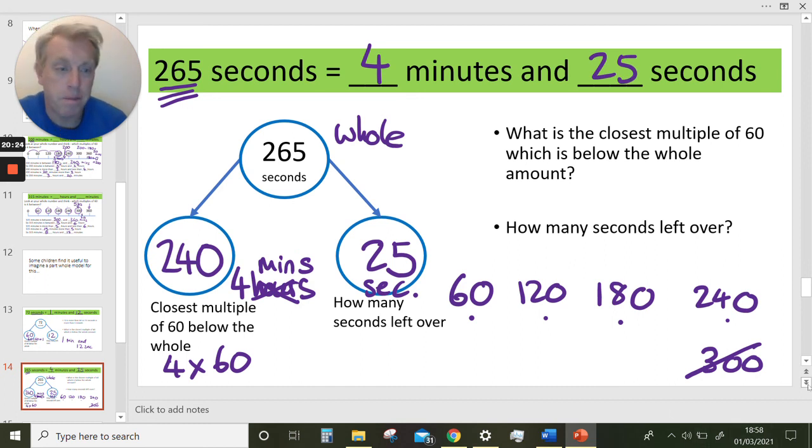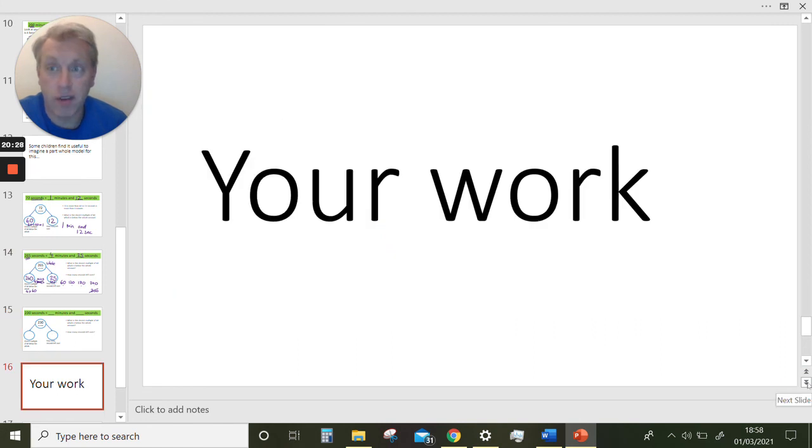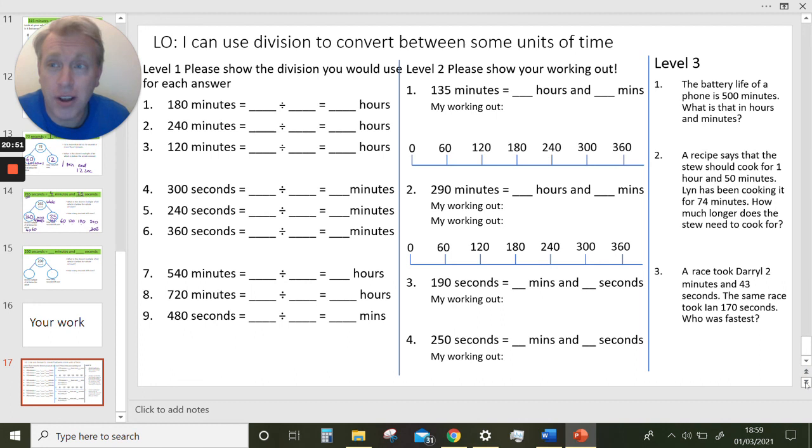Okay, everybody. Not the easiest one to have a go at today. If anyone is not sure, make sure you leave a message in Google Classroom. The most important thing is to count up in your multiples of 60. Say how many multiples of 60 can we make and how many left over. Here is your work. Give it a good go, everyone. Keep going. Bye.